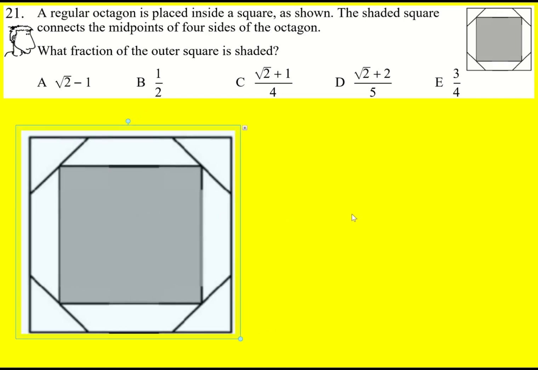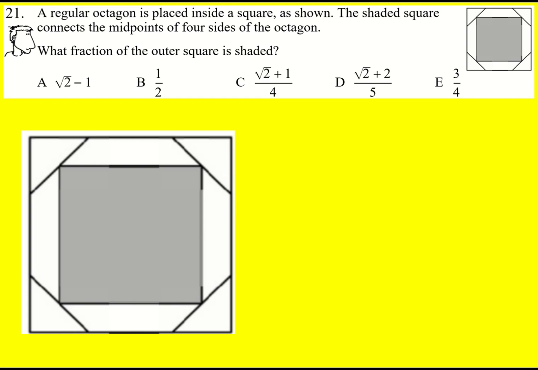This diagram, and we want to know what fraction of the largest square is shaded. Notice we've got this octagon around the outside. Now this is going to involve finding the area of the shaded region and dividing by the area of the whole region. So we're going to need to do some calculations on area.